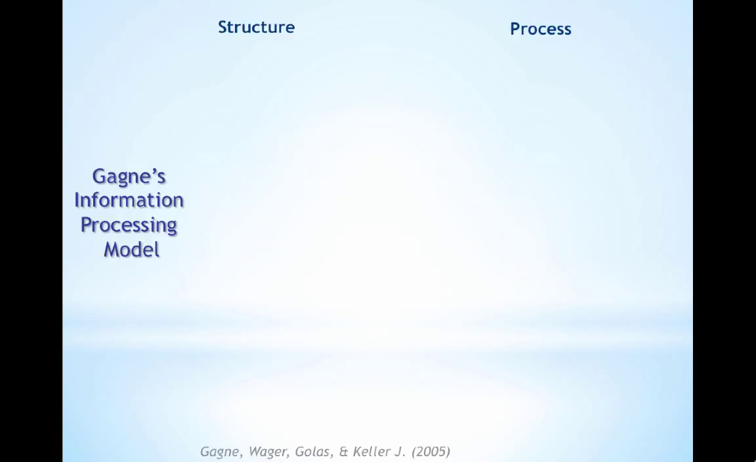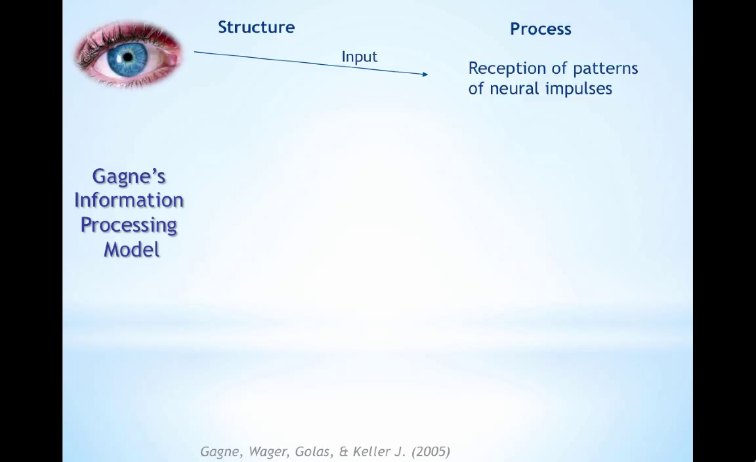Gagne's information processing model looks like this. We take in information through our eyes or any of our other sensory mechanisms, and this is called input. And that reception of patterns of neural impulses hits our sensory register.